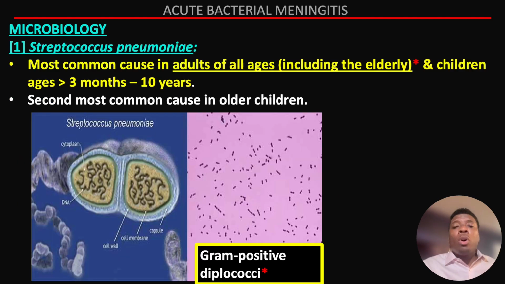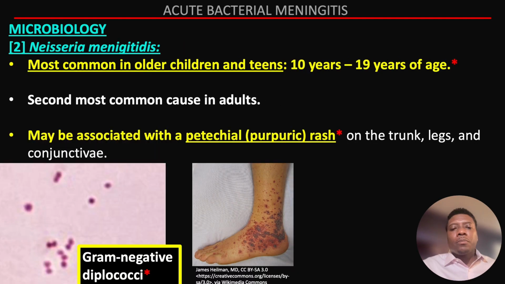In terms of strep pneumo, that's the most common cause in adults of all ages, including the elderly and children between 3 months and 10 years of age. It is the second most common cause in older children. An important gram stain for strep pneumo that you should definitely know for examinations is gram-positive cocci in pairs. They write that in the question, this answer they're looking for is strep pneumo.